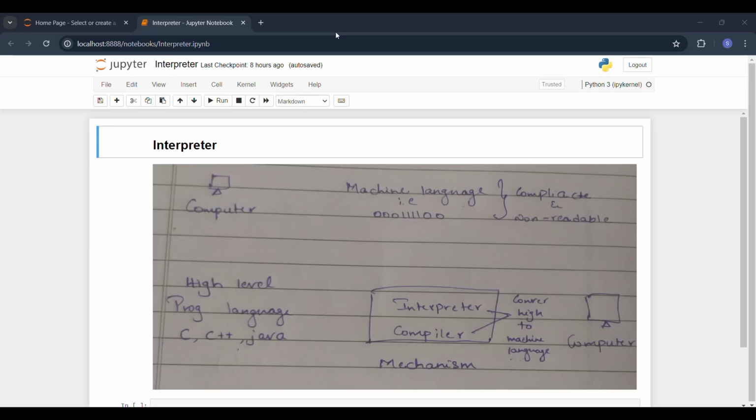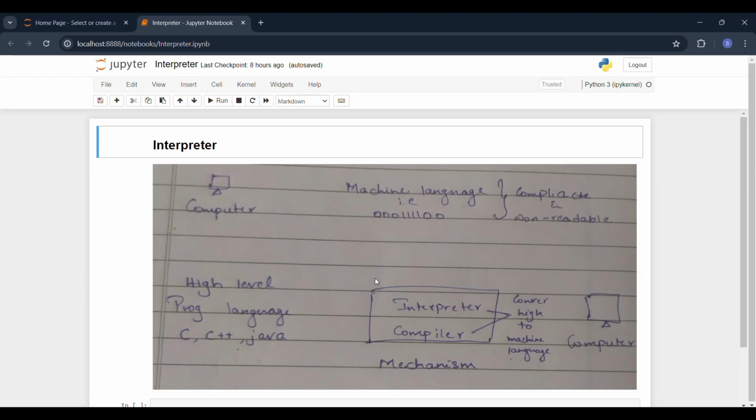In this video, I'm going to explain the interpreter in Python. So before explaining the interpreter, let me explain how this interpreter mechanism came across.